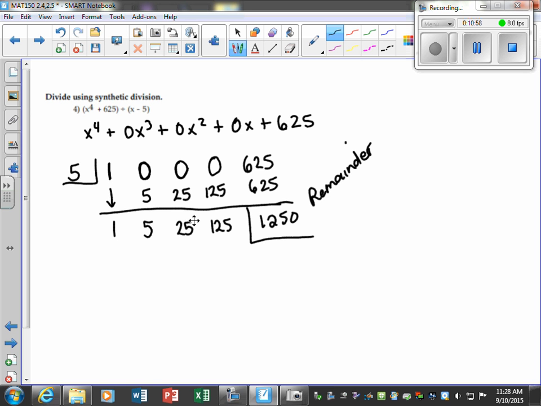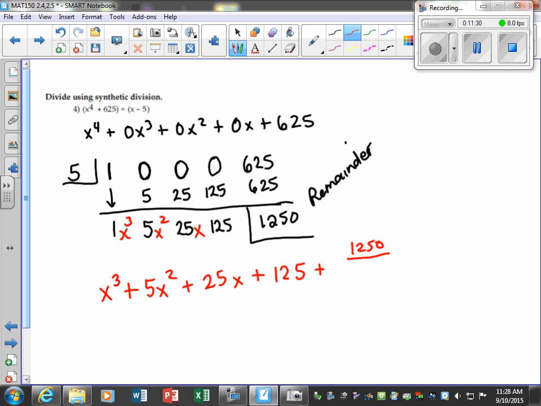If this is a 4th degree polynomial and we divide 1x out of it, the answer is going to start with what? A 3rd degree. Good. So then x to the 3rd, then x to the 2nd, x to the 1st. You just keep going until you run out of terms. So my answer is 1x to the 3rd plus 5x squared plus 25x plus 125 plus 1250 over x minus 5.